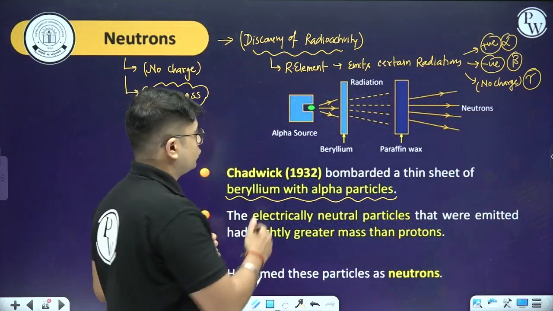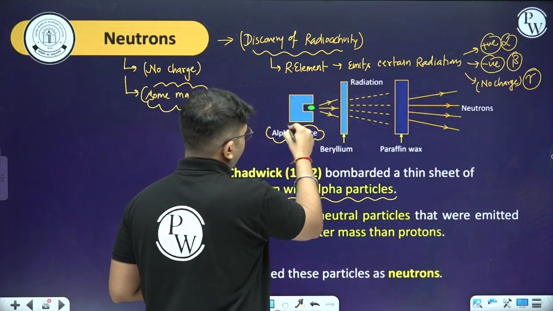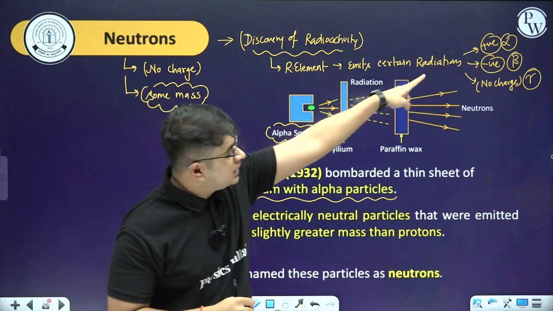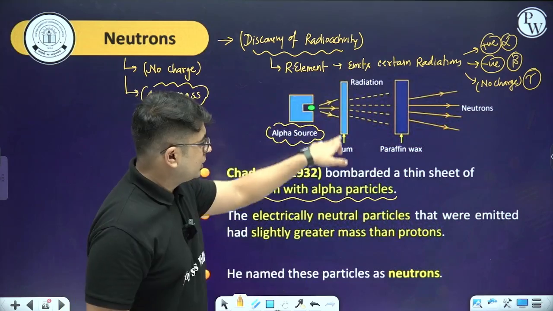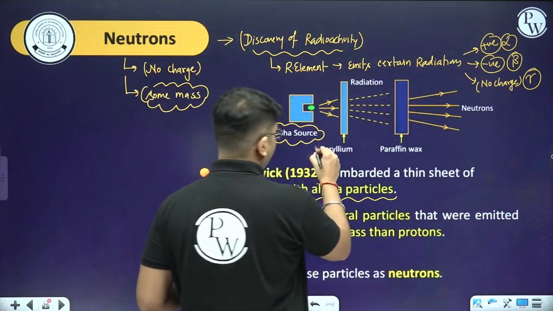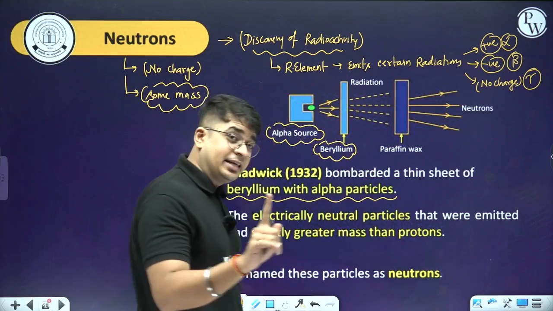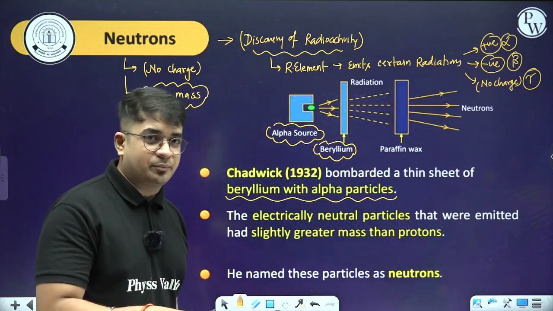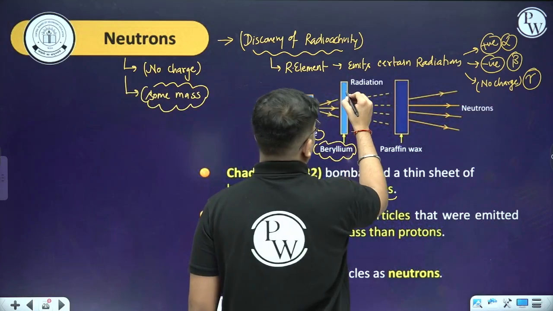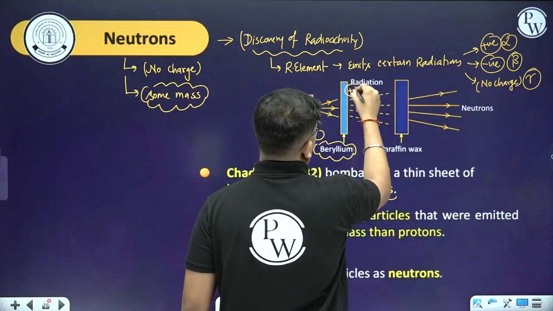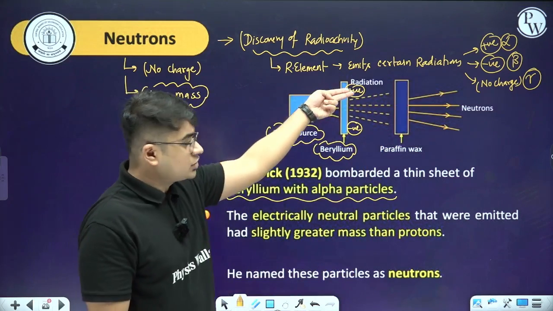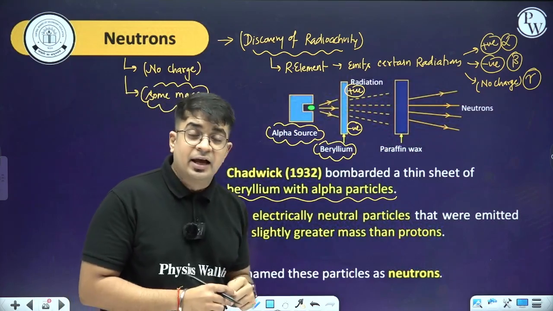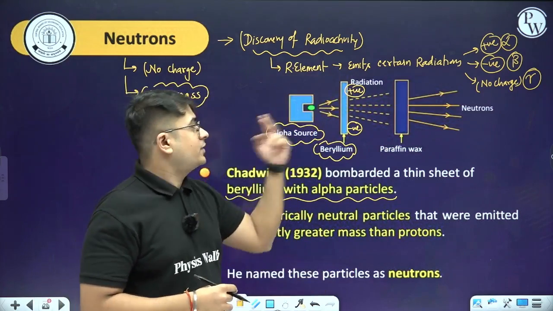Chadwick used an alpha source, which is basically a source which emits alpha rays, and alpha rays are positively charged in nature. Now there was a beryllium thin sheet, and they had the idea about the positive part and the negative part, that every atom actually contains positively charged particles as well as negatively charged particles, named as protons and electrons.